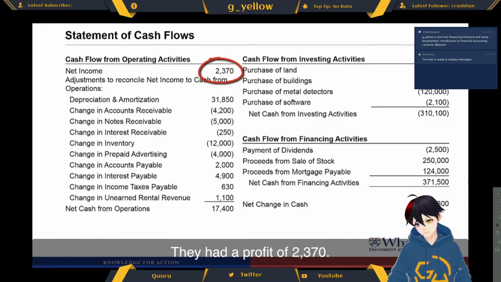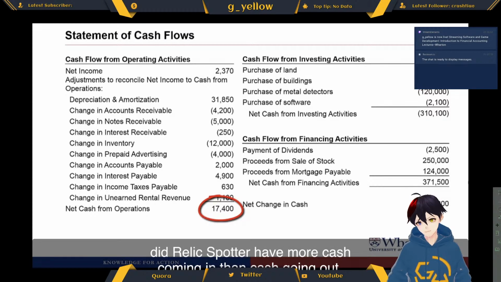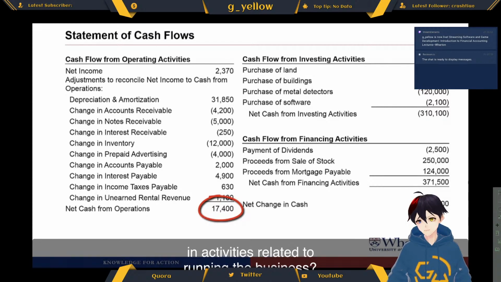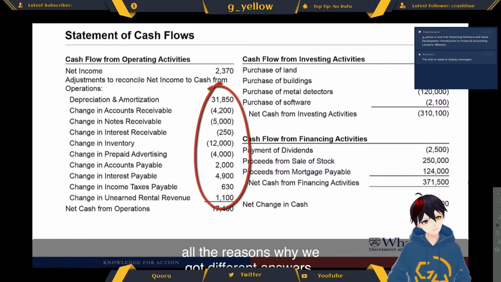They had a profit of $23.70. Then at the bottom, we see net cash from operations, which answers the question, did Relic Spotter have more cash coming in than cash going out in activities related to running the business? And here we see that that was the case also. Between those two pictures of the business, we see all the discrepancies, all the reasons why we got different answers.